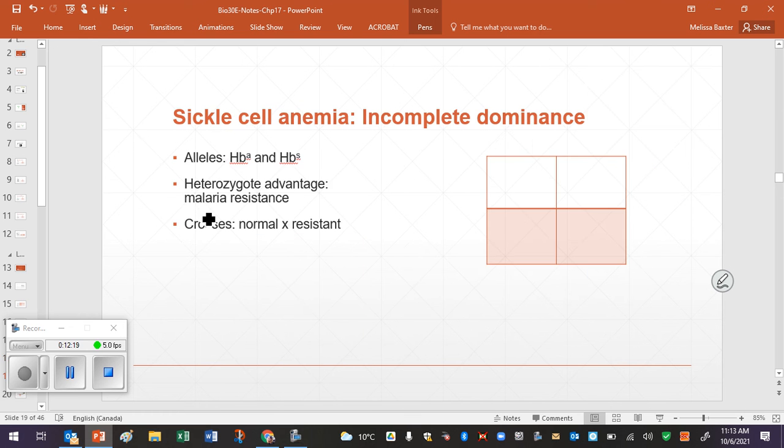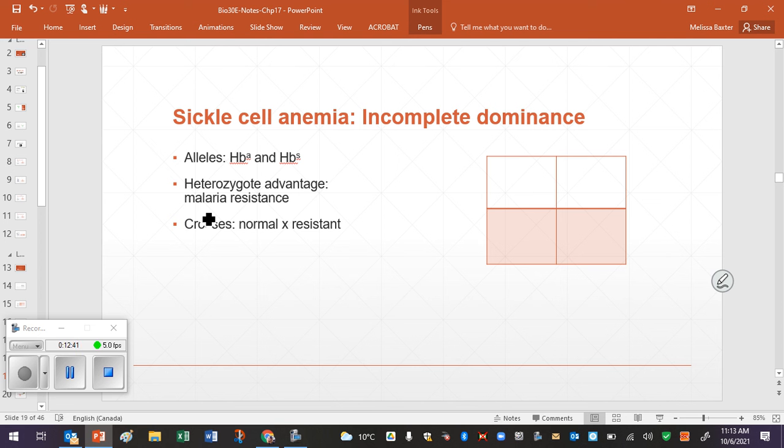Okay, so here is a real life person example of an actual trait that humans can have that shows incomplete dominance. It's for a disorder called sickle cell anemia. Maybe you remember hearing about this in Bio30E. It's when your red blood cells are the wrong shape. They're kind of crushed looking instead of nice round life-saving looking things.